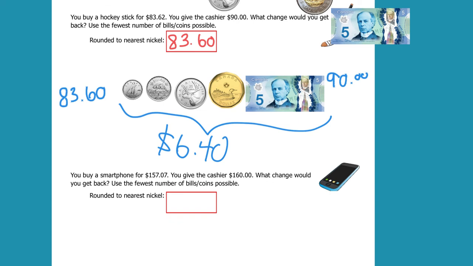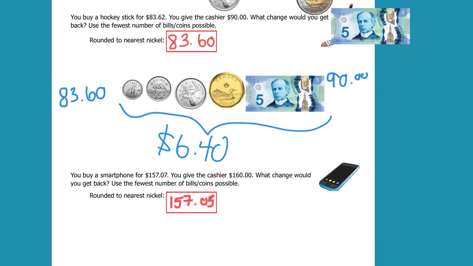Okay, so for our next question here, you buy a smartphone for $157.07 and you give the cashier $160. What change would you get back? Use the fewest number of bills and coins possible. So our first step is to just round this to the nearest nickel. So that would be 157.05. In this case, we would round down.